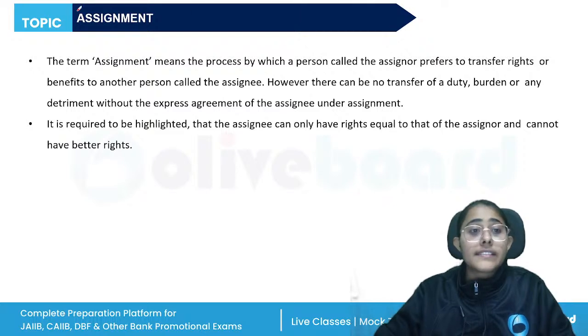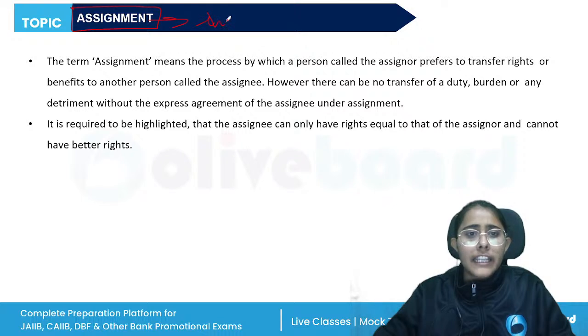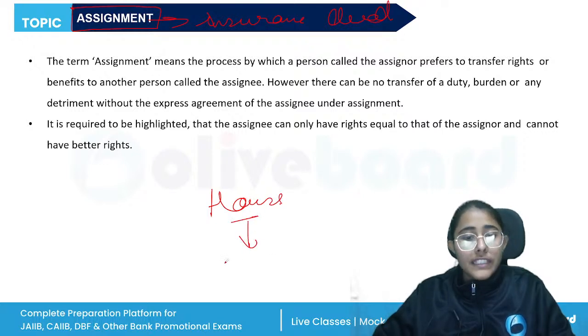Then we have the assignment. The most popular example of assignment is where loans are taken on the insurance deeds. So if a person is keeping the insurance paper or the insurance deed for, let's say, a house loan, a housing loan was taken and insurance on the house was given as the mortgage, or it was given as a security, not mortgage but security.